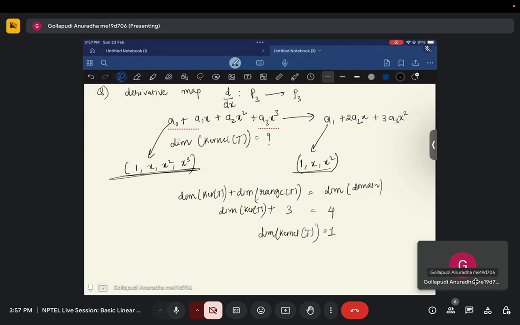All constants. See, you can relate this formula to when we are solving the linear system of equations: rank of the matrix plus nullity is equal to the dimension, the number of columns, right? We have already seen that.